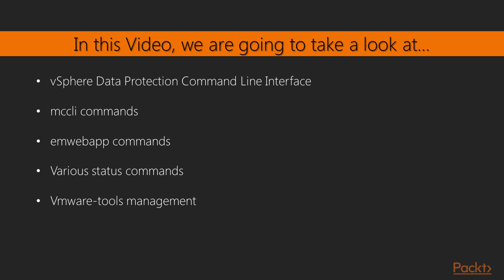The emwebapp command is really useful to make sure that the web application management interface is up. There will be other status commands to check on capacity, storage, and others, as well as how to manage the VMware Tools service, because that is key for setting up a proper implementation of the VDP.